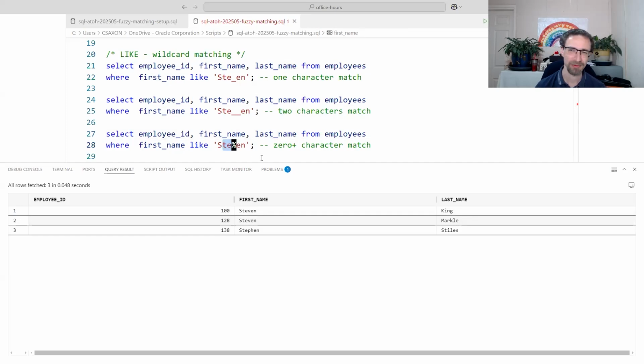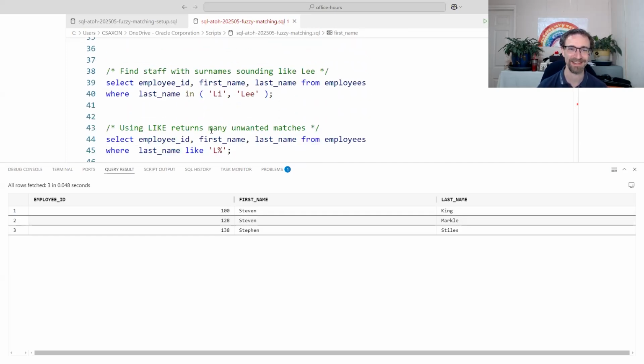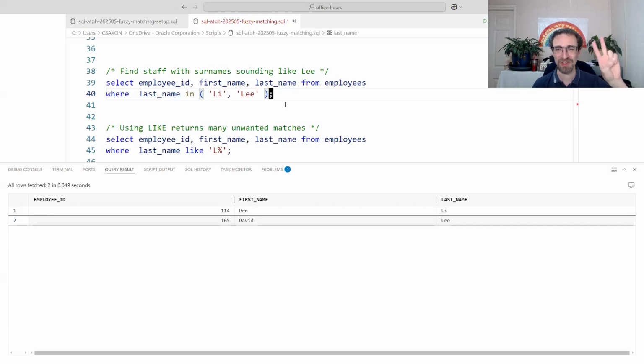Like I say, there is a chance we'll pull back some other matches as well. So let's look at a different example. Let's say we're going to find people with the surname, family name Lee. So in the employees table, there's 2 different variations on this. There's LI and LEE. Both of these I would pronounce Lee. They sound the same to me. So we want to match both of them, right?